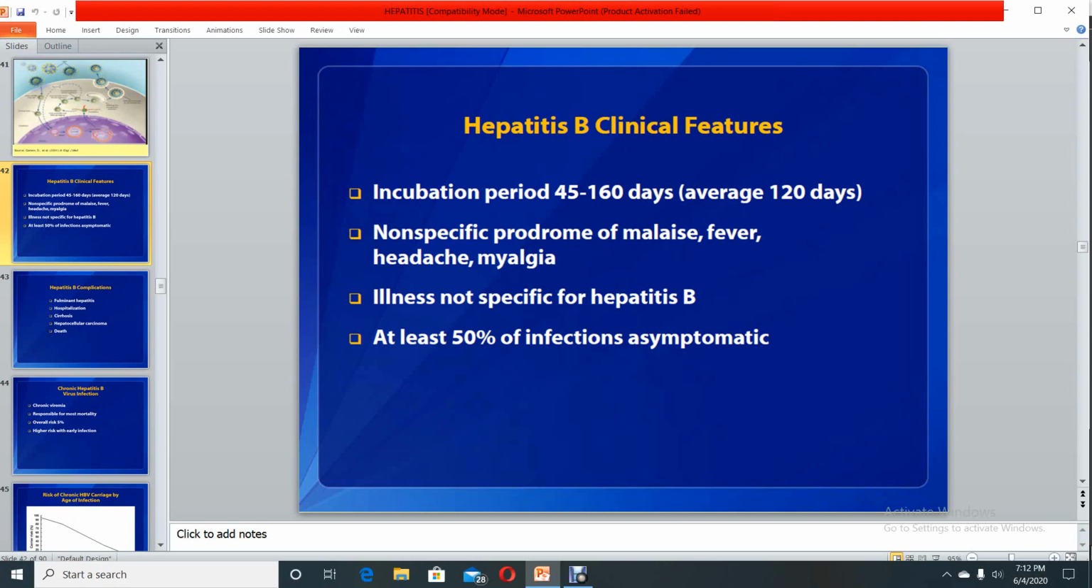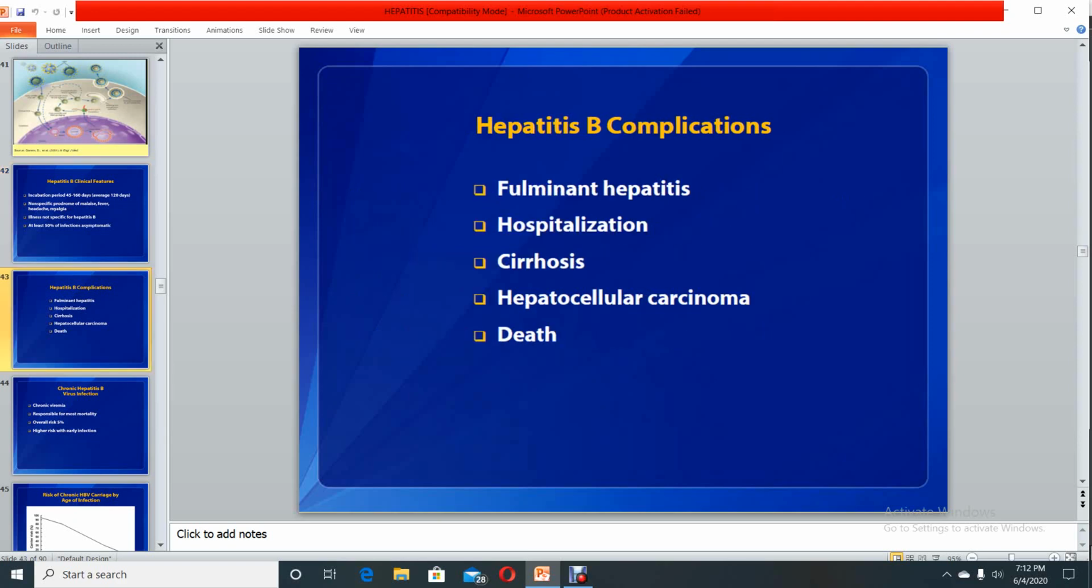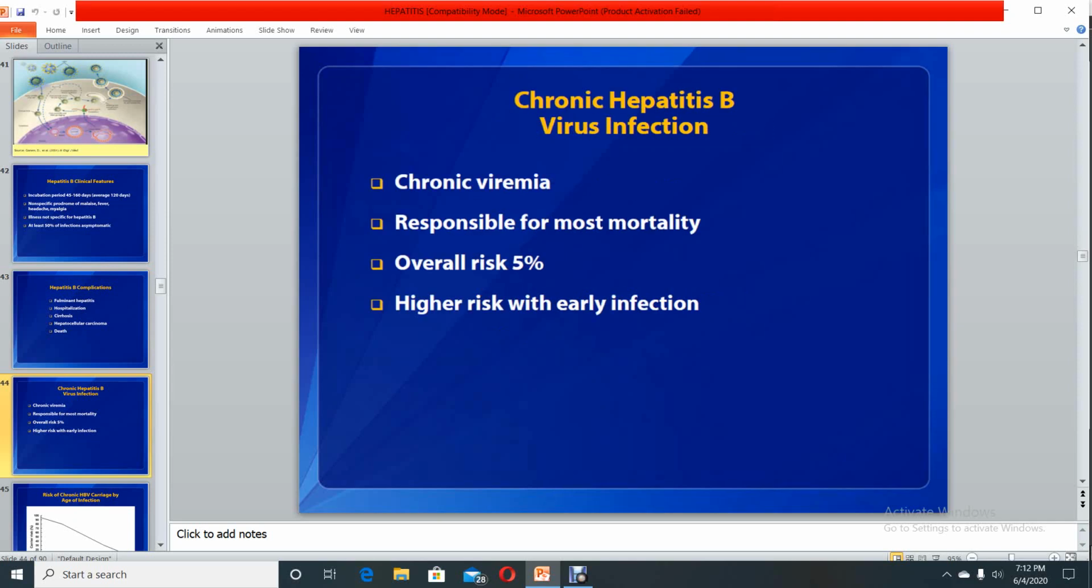Fever, malaise, headache, myalgia can be possible, but in only 20% of cases, I said. Otherwise, more than 50% of infections are asymptomatic, and they come on screening. Complications are fulminant hepatitis and hospitalization, cirrhosis, chronic hepatitis, hepatocellular carcinoma, and death.